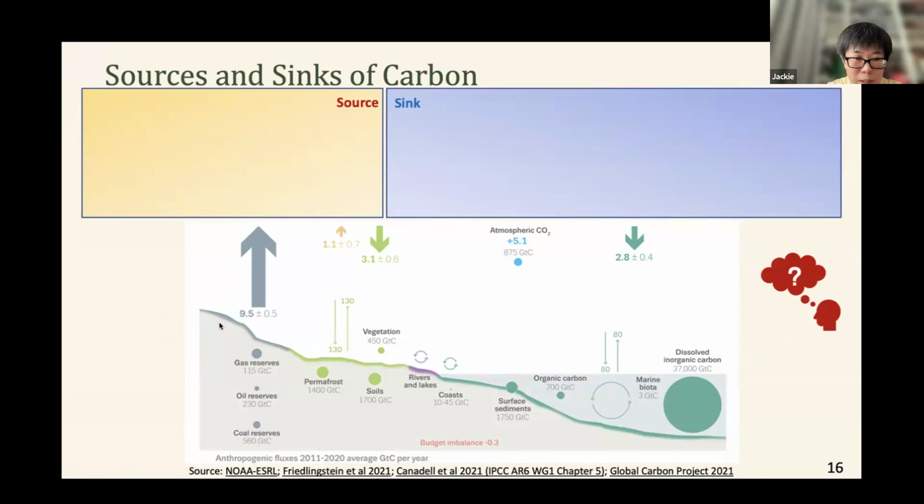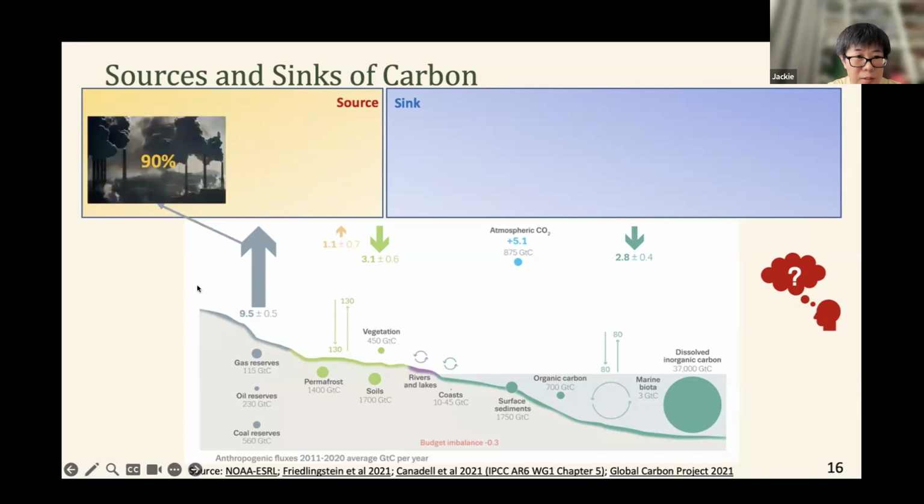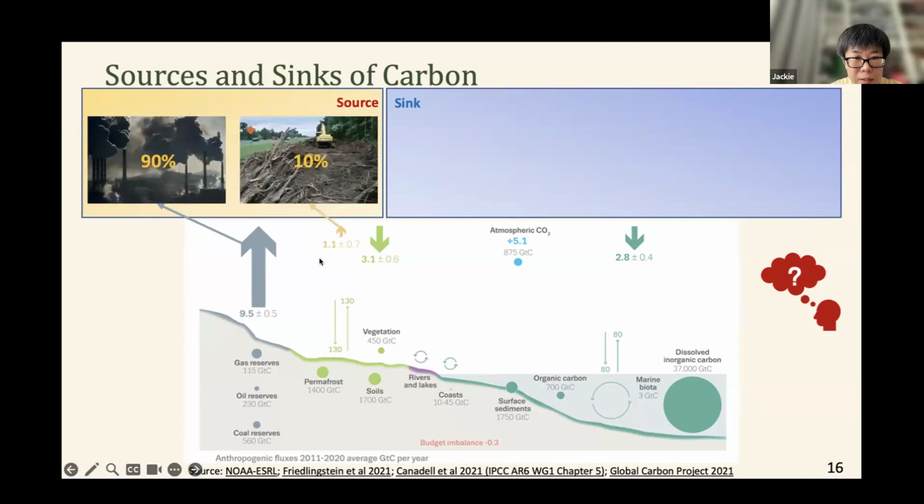So if we're focusing on the size of the arrows and also the different colors of the arrows. First of all, the largest, the gray arrow, represents the carbon emission related to fossil fuel combustion, which actually accounts for 90% of the carbon source term. Okay, and then this smaller yellow arrow here is the carbon emission due to land use and land change, which accounts for the remaining 10%.